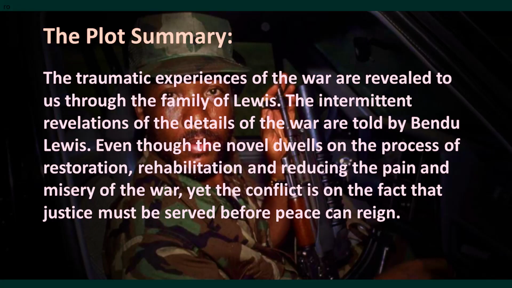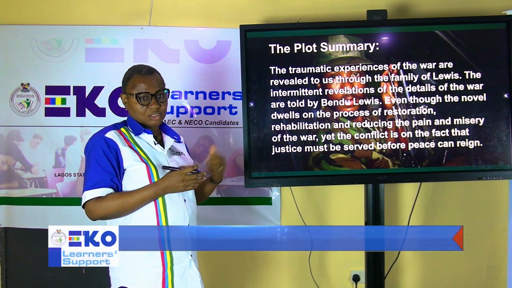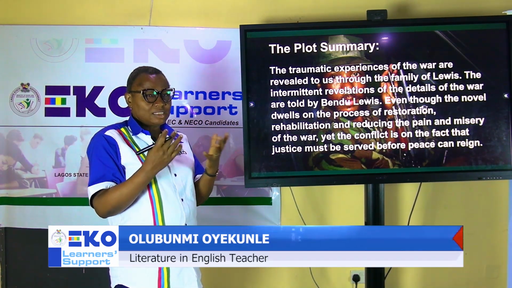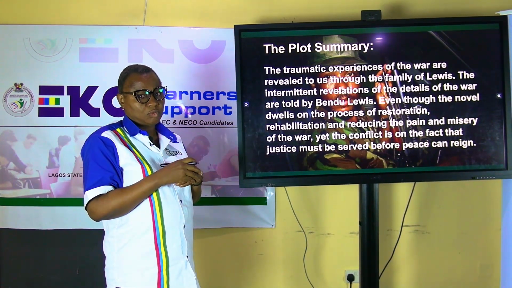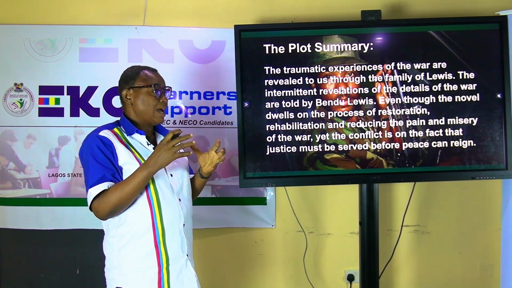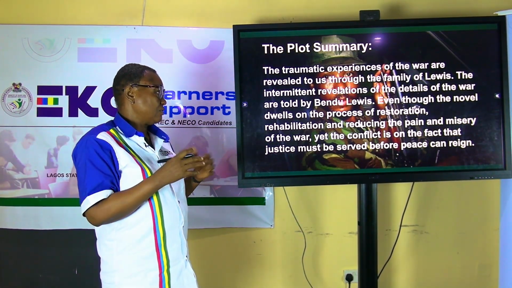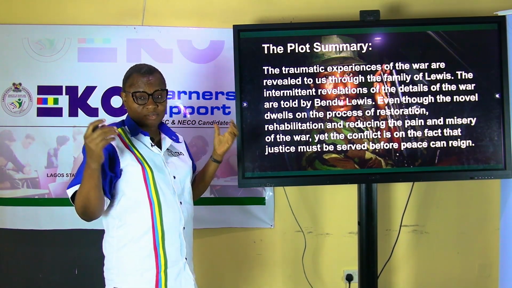The traumatic experiences of the war are revealed to us through the family of Lewis. The intermittent revelation of the details of the war are told by Bendu Lewis. So, through the eye of the protagonist, Bendu Lewis, we are able to see some of the terrifying pictures of the war, what transpired there, how lives were brutalized, and a lot of things turning upside down in the lives of so many families.